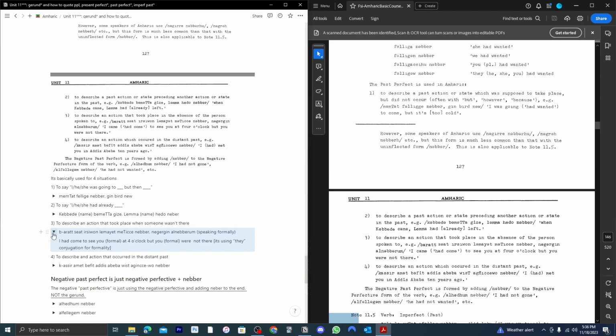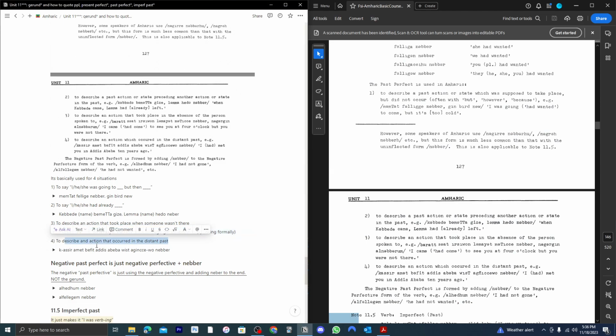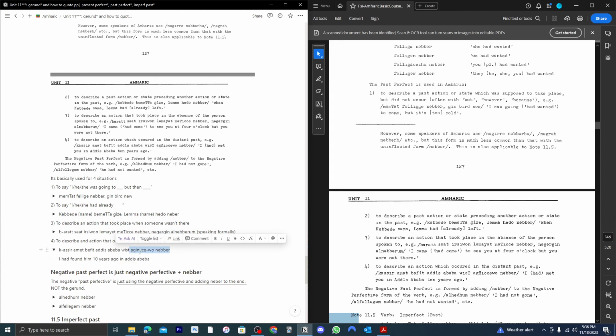In the last situation, describe an action that occurred in the distant past. So, ka'asar amet befit. So, 10 years ago, in Ethiopia, Addis Ababa was agin yeche. So, this is about me. I having seen him, numbered. So, I had seen him 10 years ago in Ethiopia. Or agin, yeah, magnet is more like found. I had found him 10 years ago in Addis Ababa. I had met you in Addis Ababa 10 years ago. Yeah, I had found, met, same idea.